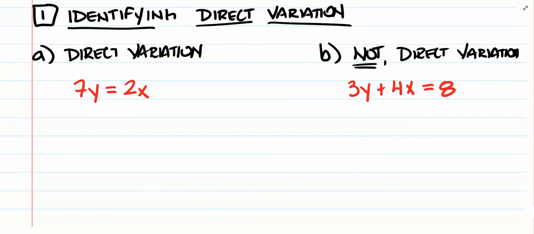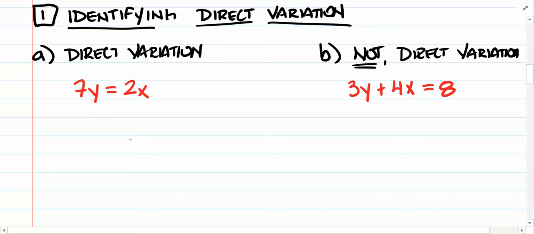Box number 1 is an example. It says identify direct variation. I have two equations here. There's the one on the left, which I'm calling A, and one on the right, which I'm calling B. The one on the left is indeed direct variation. The one on the right is not, and here is how you can tell the difference.